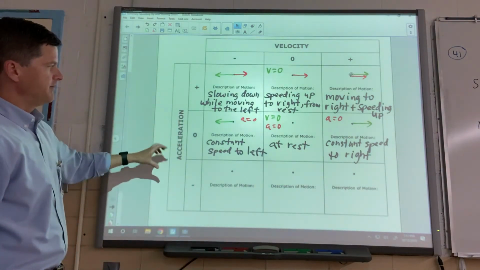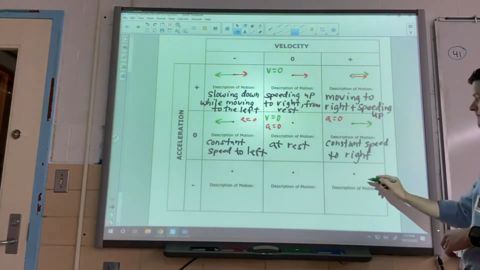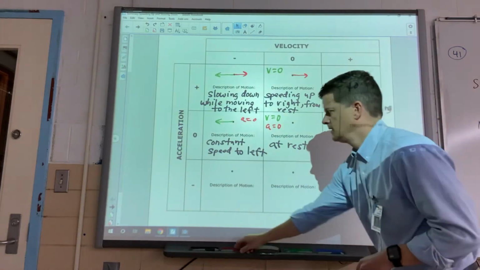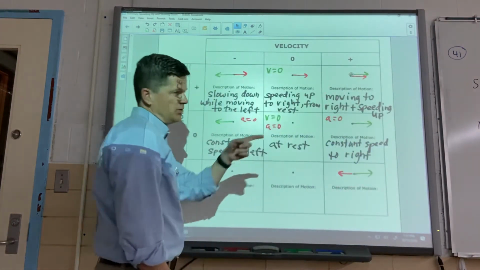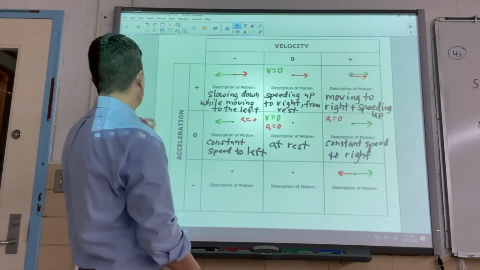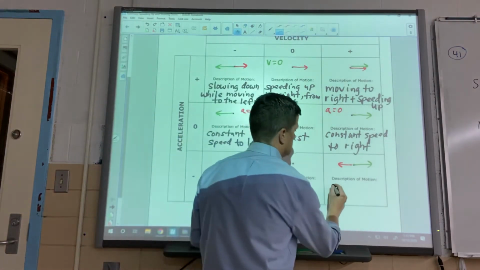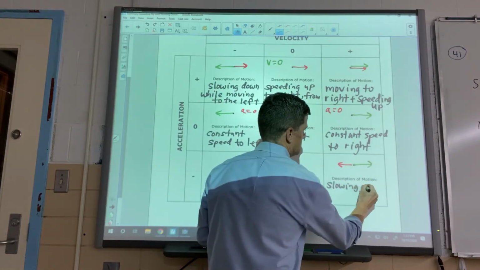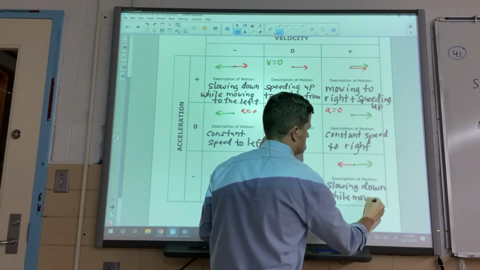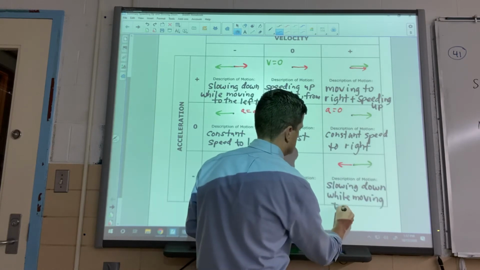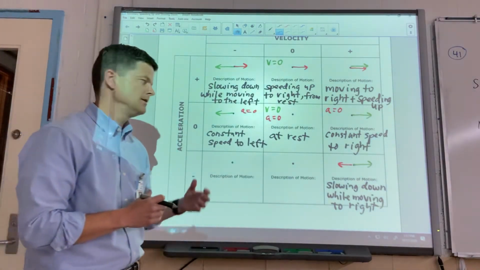And in our final row, we're going to have negative acceleration. Let's go back over to the right. Positive velocity to the right. Negative acceleration to the left. And so if the object is moving this way but accelerating this way, that means it's slowing down while moving to the right. Okay, again, vectors in opposition means slowing down.